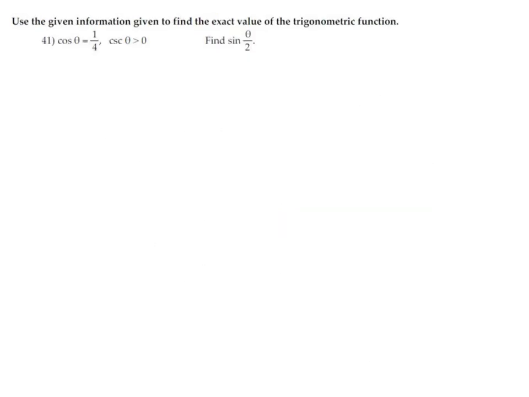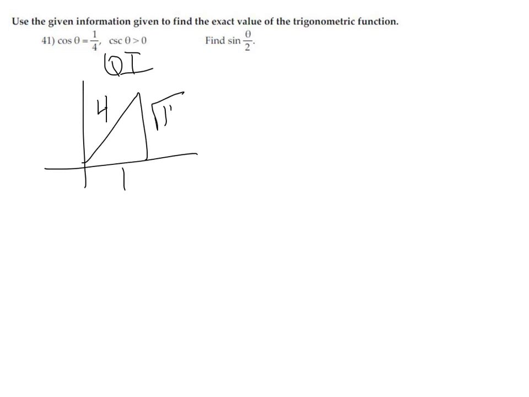Alright, in this one, they give us cosine theta, so we can set up a triangle. Cosine's positive, and cosecant is greater than 0, so cosecant is positive, sine is positive, and cosine is positive. That all gives us quadrant 1. So we set up a nice quadrant 1 angle. Cosine is adjacent over hypotenuse, giving a square root of 15 for the opposite. Everything positive.